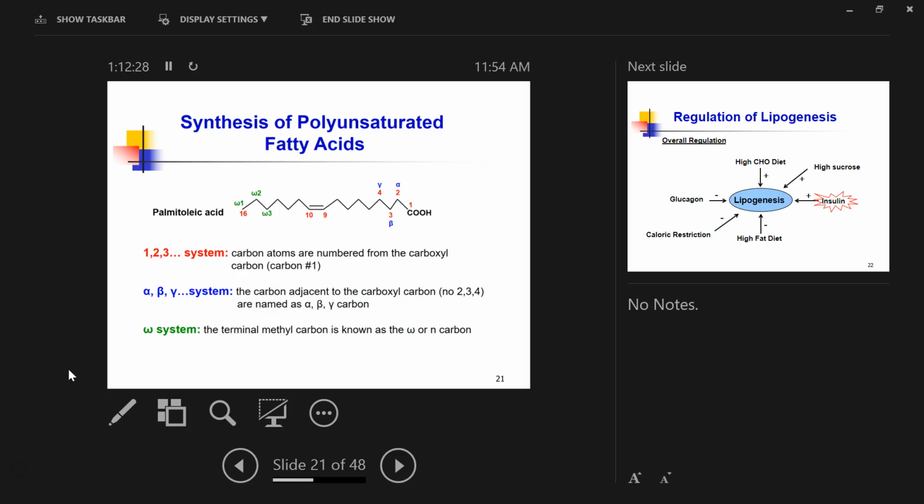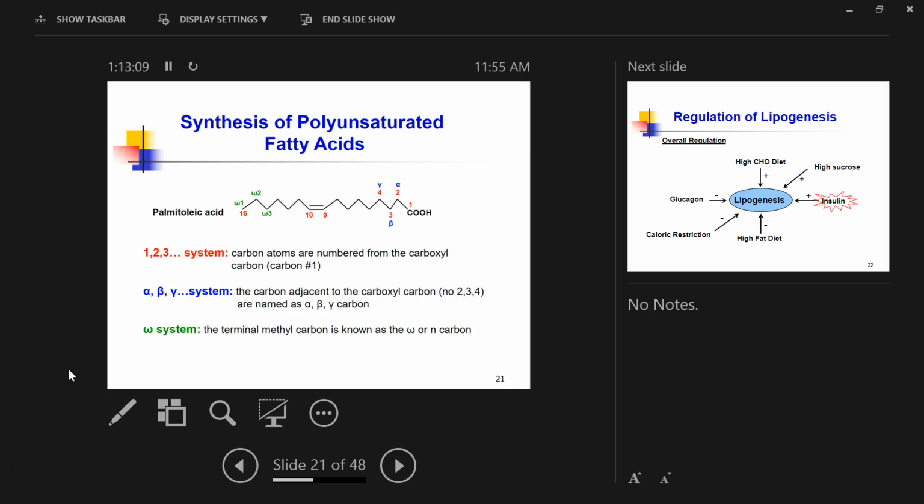And here I just wanted to remind you on the numbering system, how fatty acid carbons are numbered, particularly the position, right? I hope you're not confused. We actually use 3 different numbering systems. For example, the 1, 2, 3 system basically names the carbons from the carboxyl carbon, right? The first carbon is named 1. So this is carbon number 1, and then 2, 3, and 4, started from the carboxyl end.